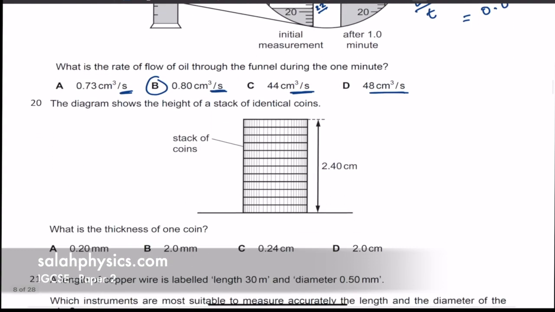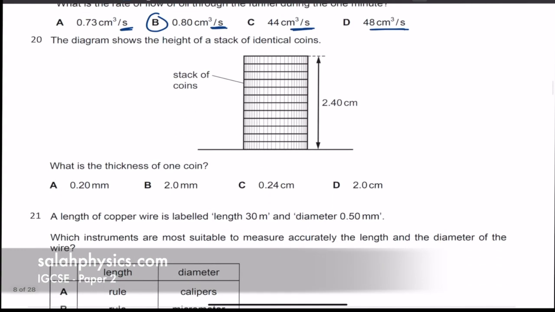In question 20, the diagram shows the height of a stack of identical coins. I can count them, it's easy, and they said the height is 2.4 centimeters. What is the thickness of one coin?